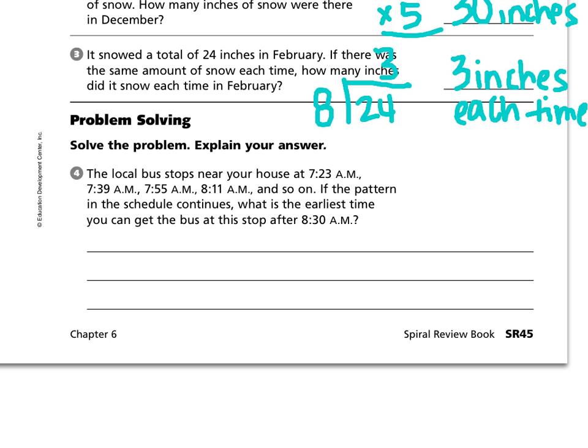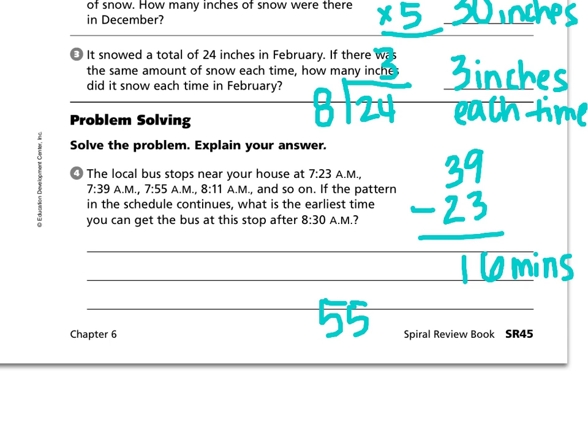So I know that 7:23 and 7:39, I need to find the difference. So looking at this, I can take 39 minutes minus 23. 9 minus 3 is 6, and 3 minus 2 is 1. There's 16 minutes in between that one. Let's see if it's the same between 7:55 and 7:39. I can see that 55 minus 39, and I'll have to borrow, make it a 4. 15 minus 9 is 6. 4 minus 3 is 1. So I know that the pattern is continuing by 16 minutes.